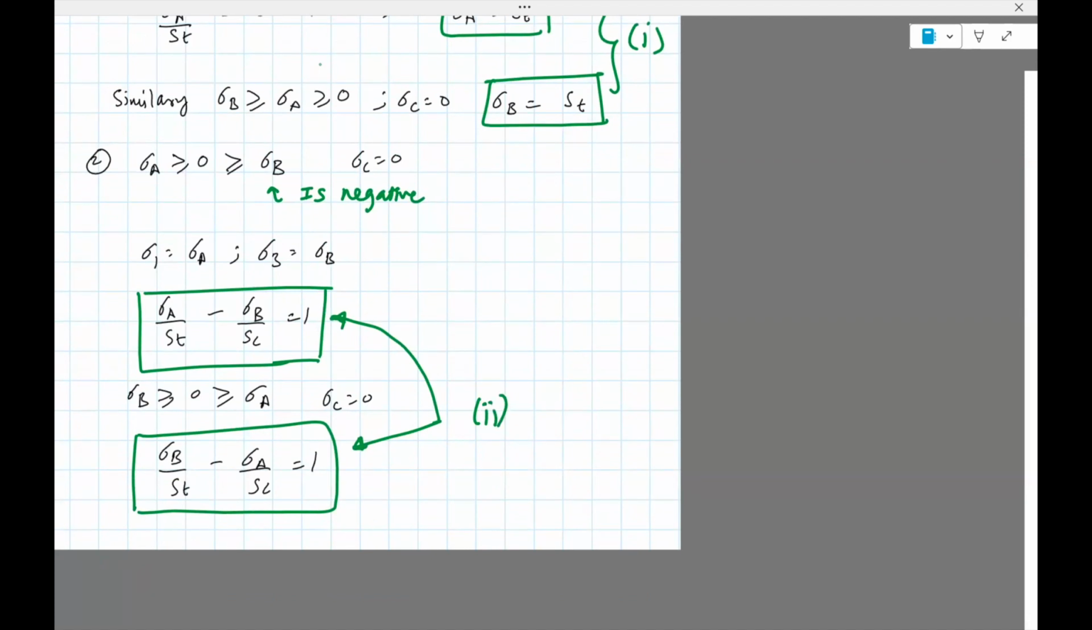We are only left with one more case, and that is when both of them, sigma A and sigma B, are negative. Once we have that, we should be ready to make a plot of the equations.